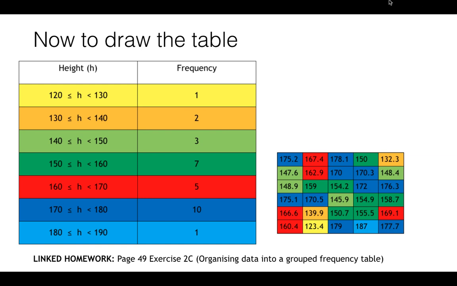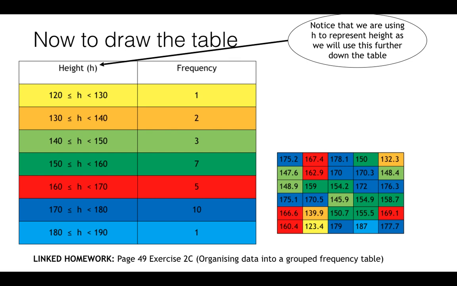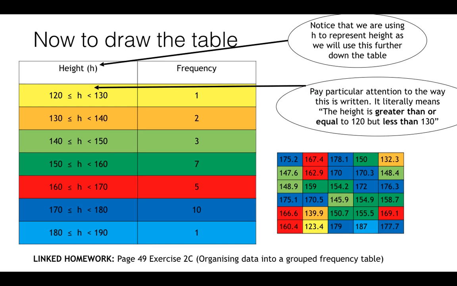Here it is. We have starting at 120, going up to 190, and they're in groups of 10 centimetres. So from 120 to 130. Now, I've used h here to represent height. Okay, that's quite important because it then makes filling in this column much easier. I don't have to keep writing the word height because I can use h to represent it. So you're making your life a bit quicker there.